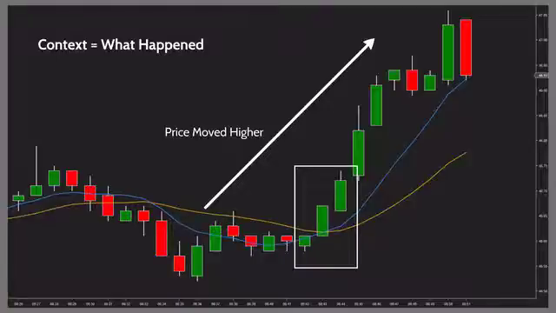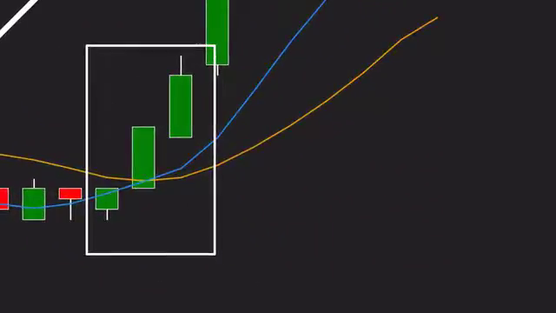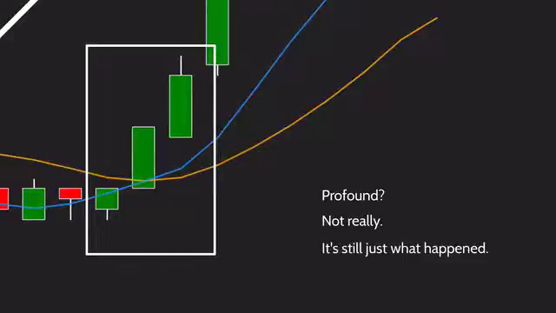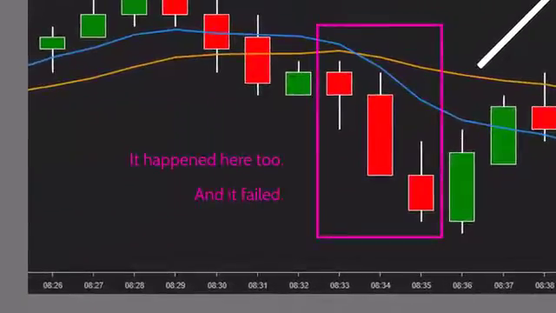And technically, there was a candle pattern after it started too. These three candles are known as white soldiers. And that pattern happened right after a moving average cross. And then the market moved up. But is this profound? Not really. It's still just what happened. The indicators didn't make the market move up. What about this one? This is three black crows and a moving average cross to the downside. I wouldn't have wanted to short that one.